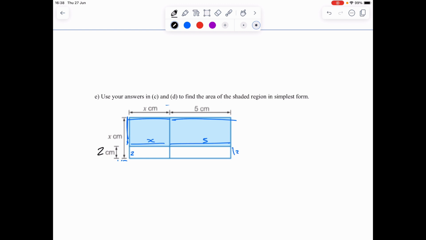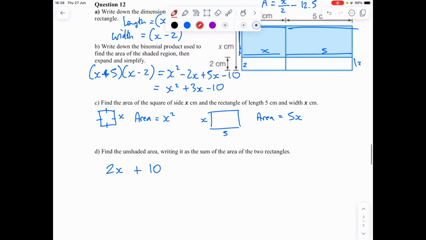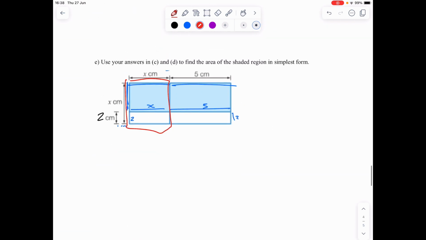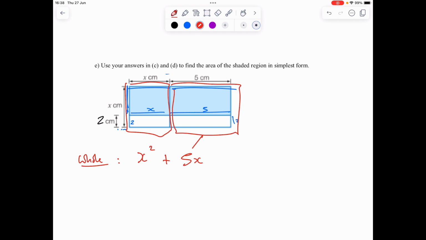Use your answers in C and D to find the area of the shaded region in simplest form. Well, this whole thing, in C we worked out to be x squared. The area of this was 5 times x. So the area of the whole thing is x squared plus 5x. If we're trying to find the shaded part, it's the whole thing. Take away these bits.